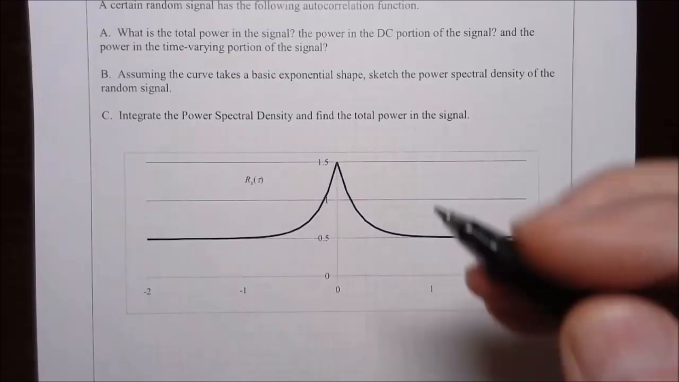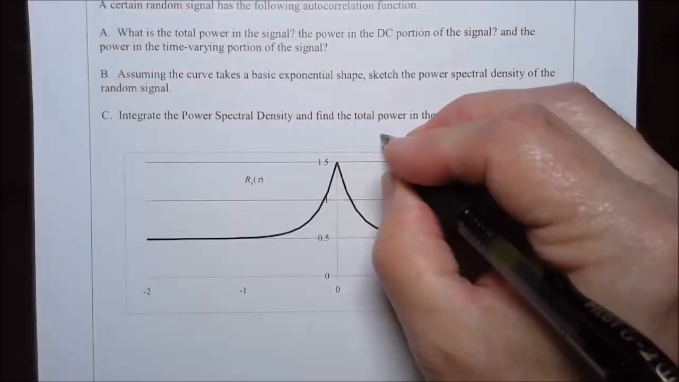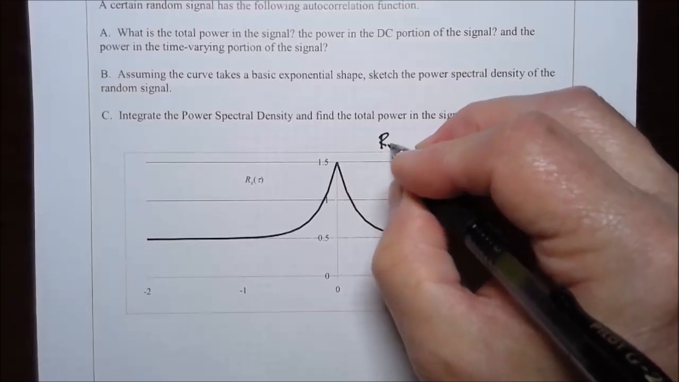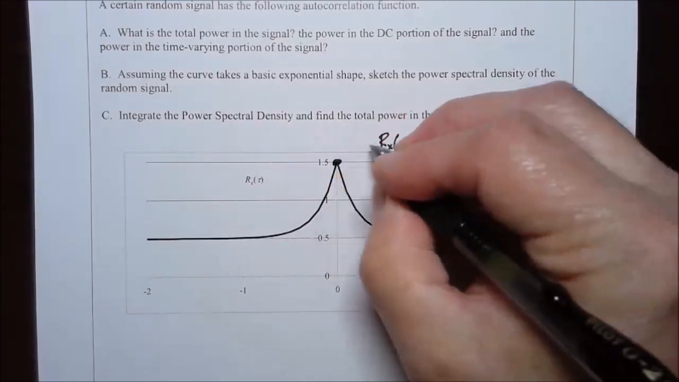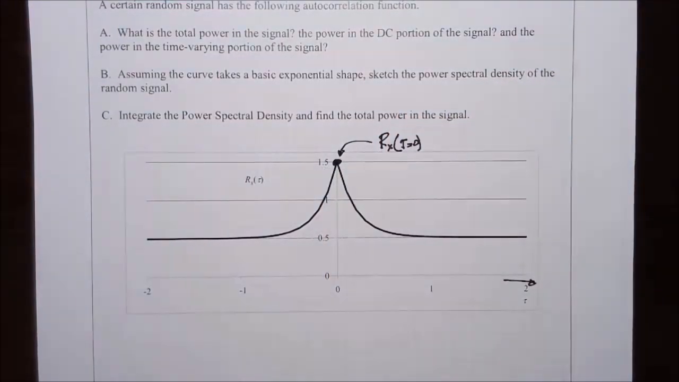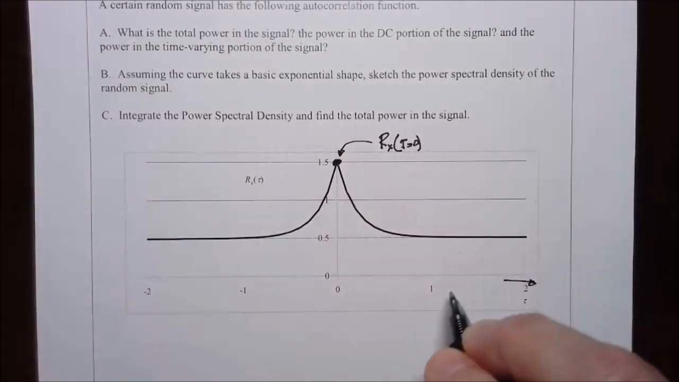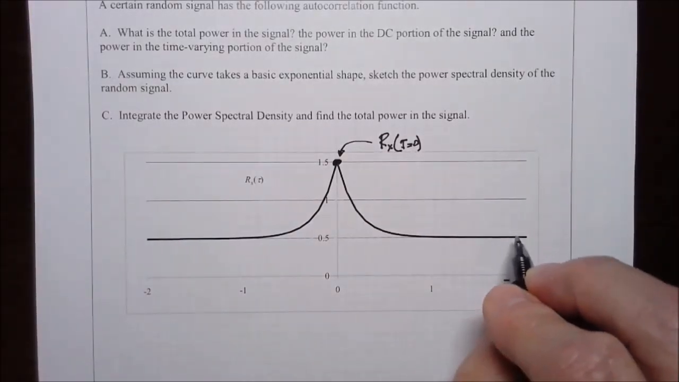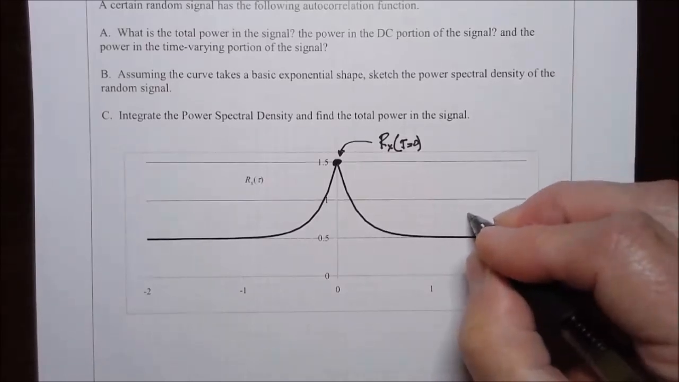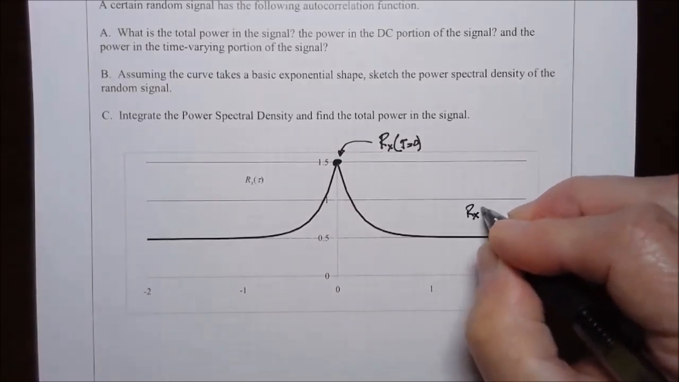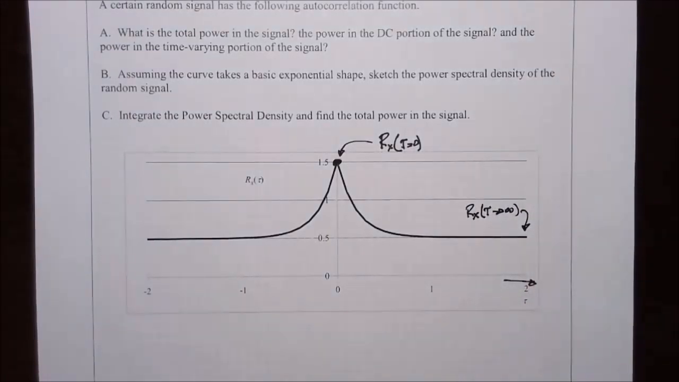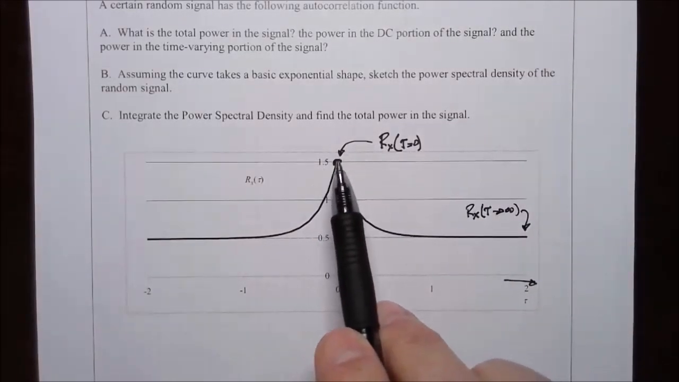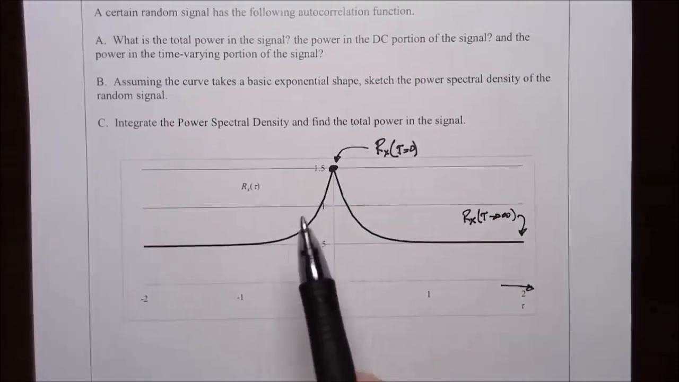It's got its highest value at tau equals 0, and also see the value of the autocorrelation at time shift tau equal to 0 is this value right there. So you can find this value. And we also know as tau gets increasingly large, it settles in on a particular value. So the autocorrelation of x at tau approaching infinity is given by this value. So we know the total power, the DC power. Total power minus DC power will give you the AC power.